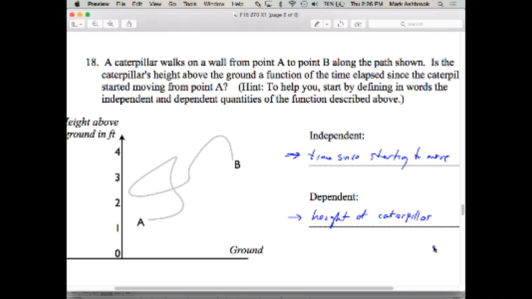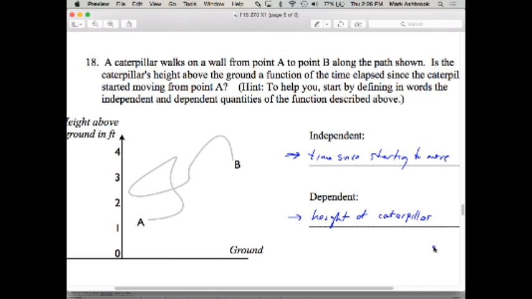Someone brought up something about going backwards in time. See, I'm letting them speak for themselves. As time increases, the caterpillar could get closer to the ground, or further away from the ground. Like, time doesn't tell you. I don't really know how to say it. So you're making an argument for why it's not a function. Yeah. Okay? Others?